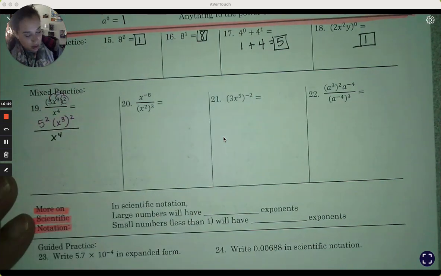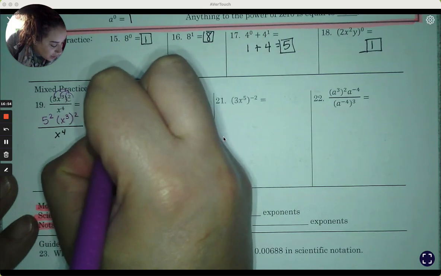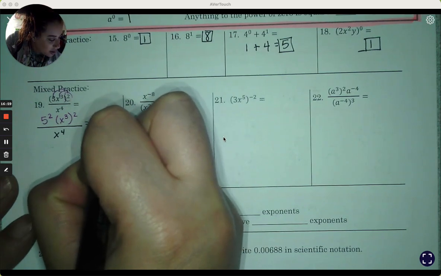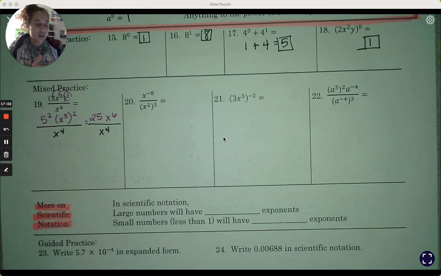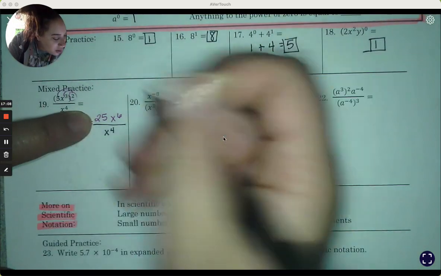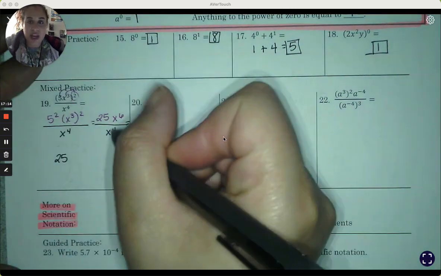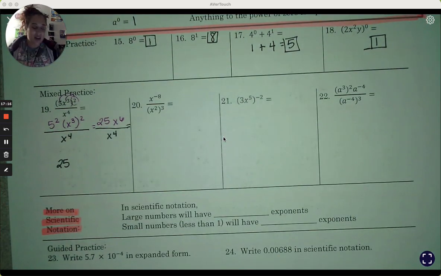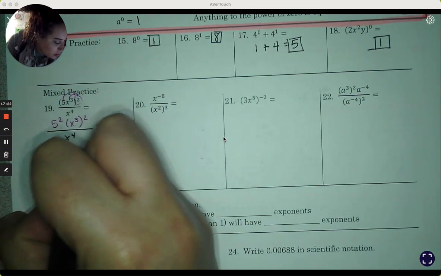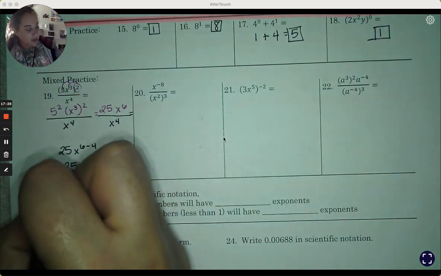x to the 4th. So that new numerator becomes 25 x to the 6 over x to the 4th. So I'm dividing by x to the 4th. So there's no coefficients on the bottom. So because there's no coefficients on the bottom, I know 25 is going to hang out there. But I have this x to the 6 divided by x to the 4th. That's going to be x to the 6 minus 4. So the 25 stays the same. 6 minus 4 is 2, so we have 25x squared.